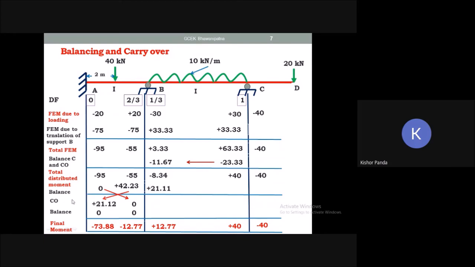Then again you have to go for the balance of support B and support A. This support is already balanced here. Then the remaining support that you have to balance and carry over. Here you take this is A support and this is B support. So at B support, what is the moment? Here this side is your minus 55.